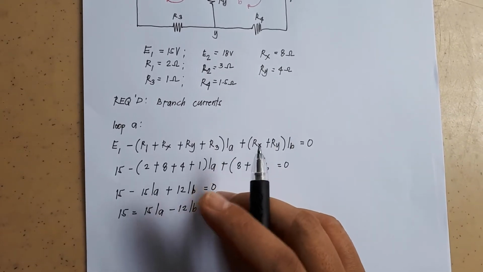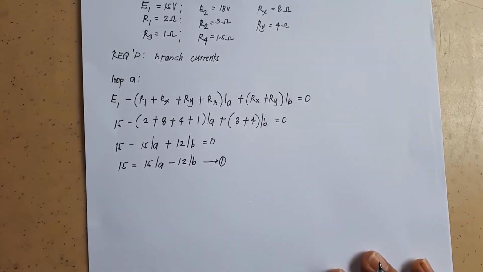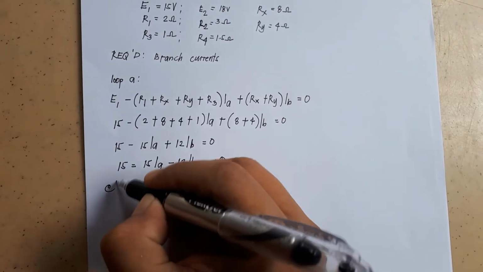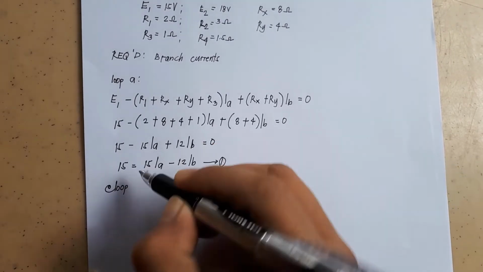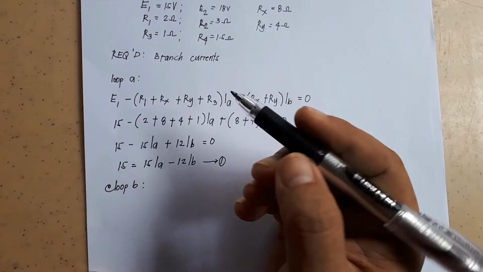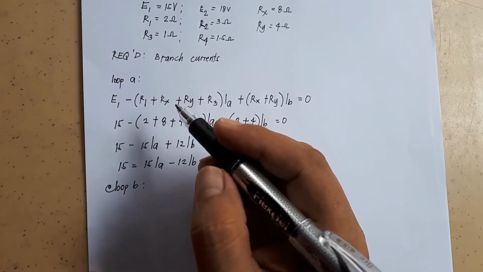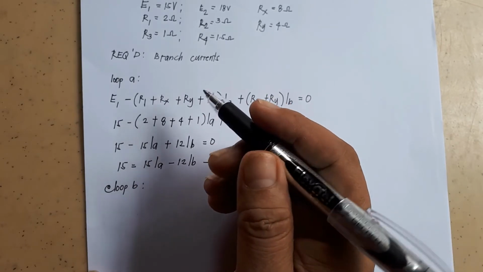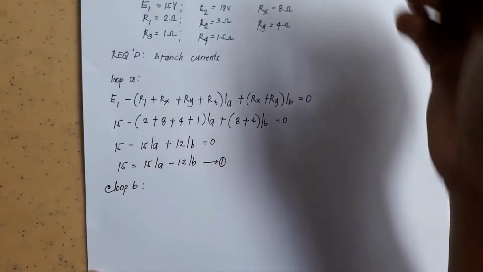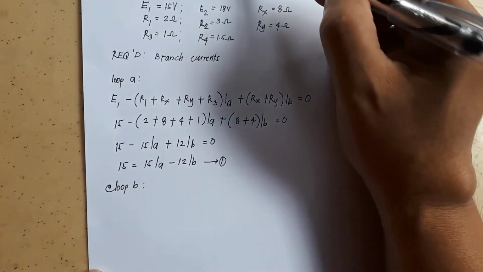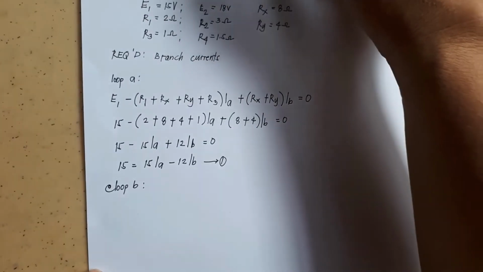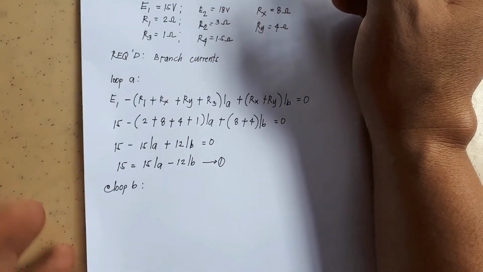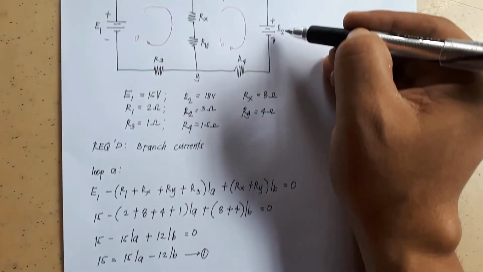Next, say we will now consider loop number 2. So at loop 2, or say loop B, what will be the voltages that we can consider here covering loop B? Starting with negative here, since the current leaves the point E2 at a negative sign. Let me show you here.